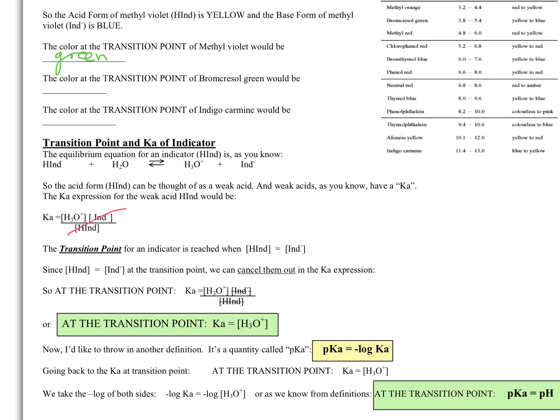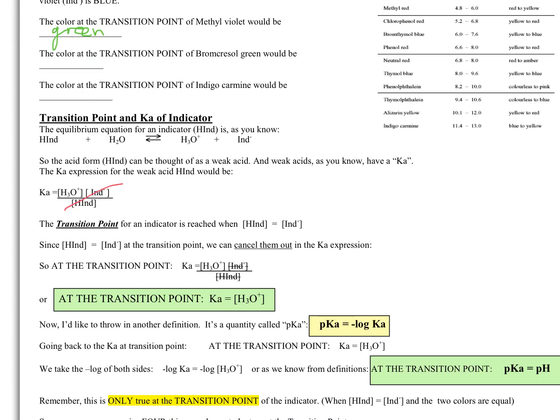So if we take the negative log of both sides of my Ka equals my hydronium concentration, then we get pKa equals pH. Negative log of hydronium is the definition of pH. Negative log of Ka, well, negative log of anything is a lowercase p. So pKa equals pH. Remember, this is only true at the transition point because only at the transition point do we get to cancel out the concentration of both sides of my indicator. How do we know we're at this transition point? Don't forget, that's when my two colors are equal, when we're at the very middle color between the two sides of the indicator.